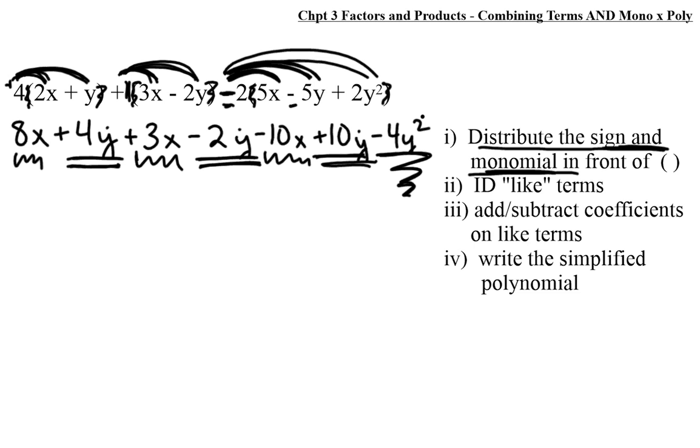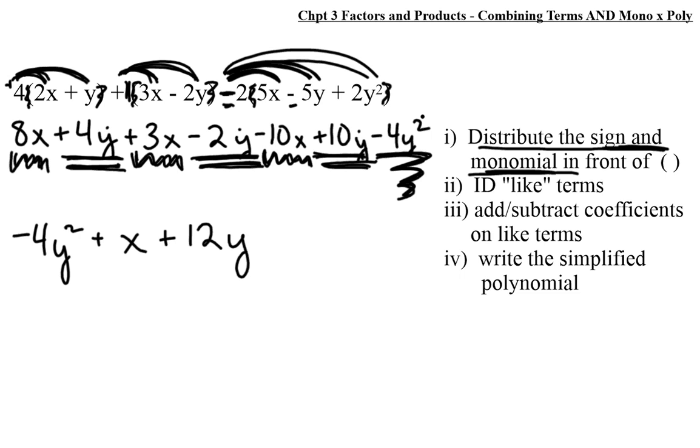So what do we have? Start with the biggest exponent term. We have a negative 4y squared. We have 8x and 3x is 11x. 11 minus 10x's is a positive 1x. Don't need the coefficient 1 though. And then we're left with 4y, negative 2y, which is 2y, plus 10, leaves us with 12y.